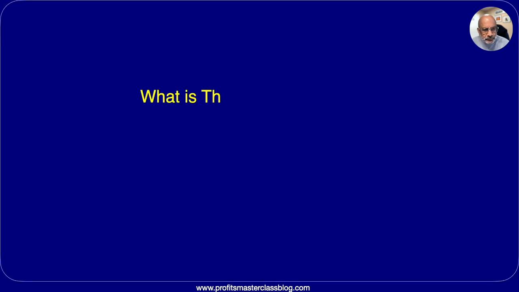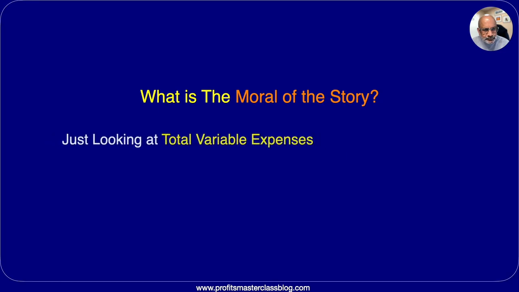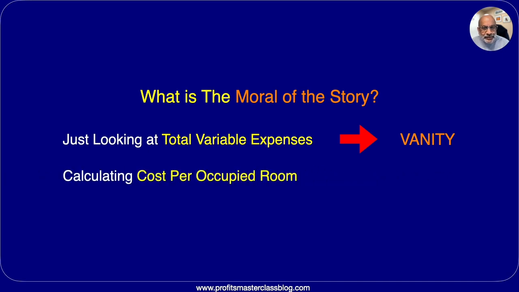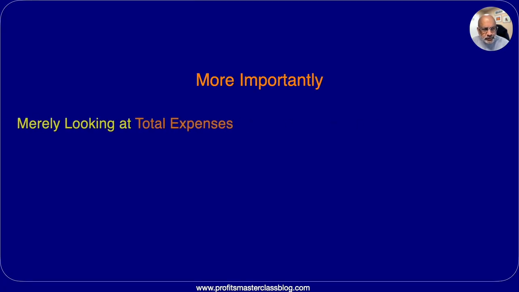What is the moral of the story? Don't look at total variable expenses. That you may call your vanity. Calculate cost per occupied room. That may be sanity, if you want to call it that. But more importantly, looking at expenses in a different way by unit cost analysis helps managers.